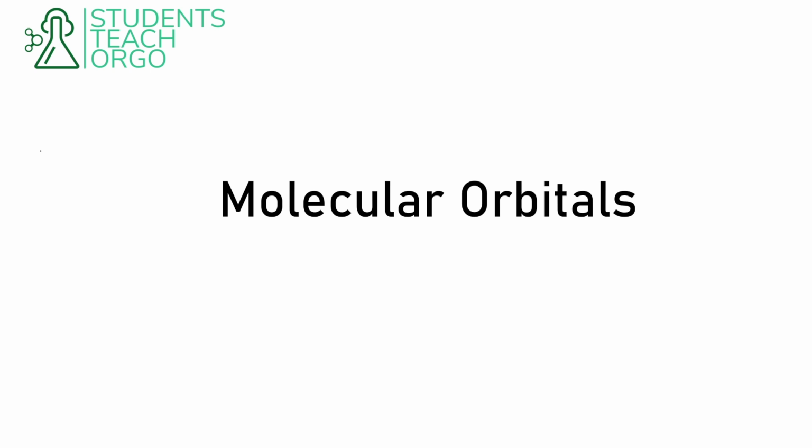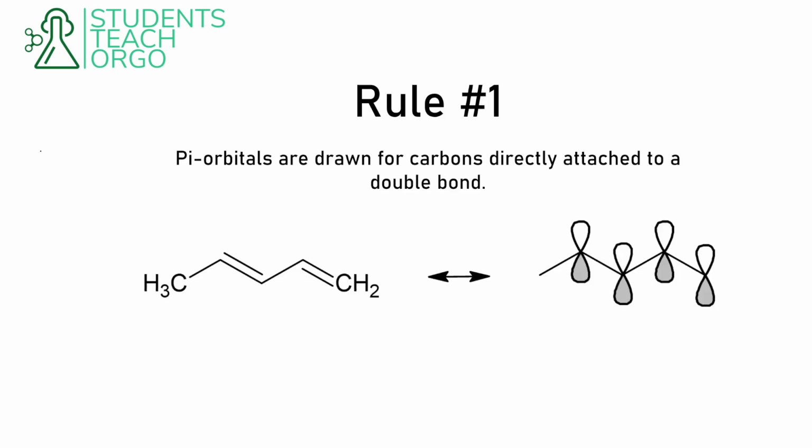So to begin, we will be starting with molecular orbitals. The first rule is that pi or p orbitals, in this case I'll use them interchangeably, are drawn for carbons directly attached to a double bond. So for this carbon right here, this carbon, this one, and this one, we will be drawing a pi or p orbital. As you can see, this very first, leftmost carbon down here does not have a pi orbital drawn in it because there is no pi bond attached to it.